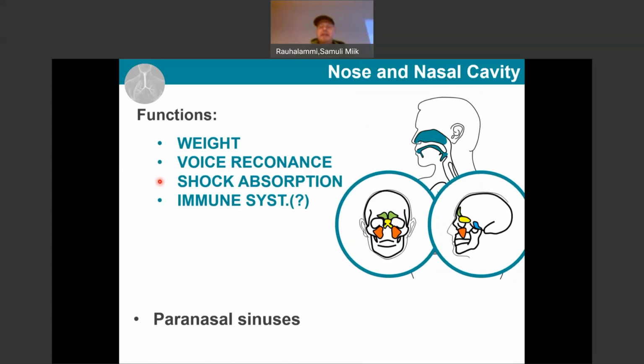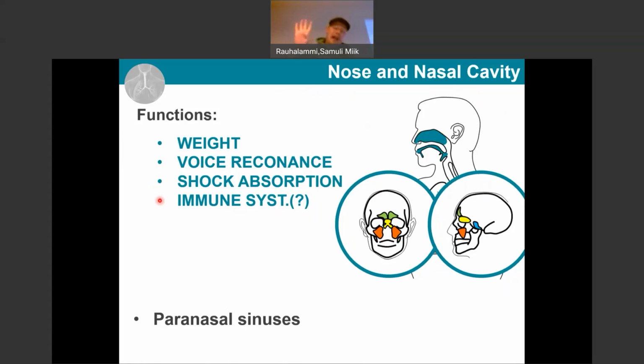So similarly, it has been speculated that if you were to fall face first flat onto a structure or have a great impact, maybe these paranasal sinuses take up some of that force. I don't know, I'll leave it up to you to choose whether you believe in that theory, but I wanted to bring it forth at least.